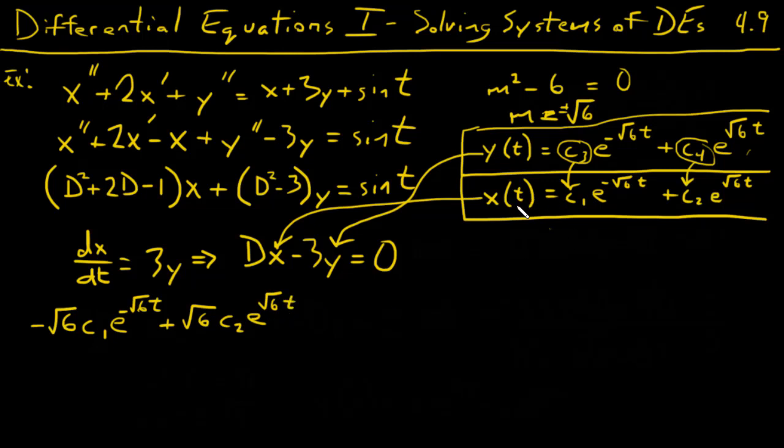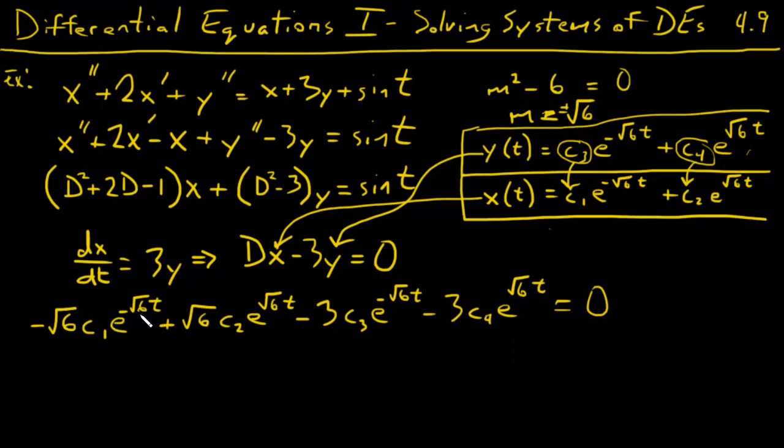So I just did my x, the derivative of x is right here. And then I'm going to do the y part now. This is going to be multiplied by negative 3. So this is just going to be minus 3 C3 e to the negative root 6t minus 3 C4 e to the positive root 6t. Okay? And that's equal to 0.